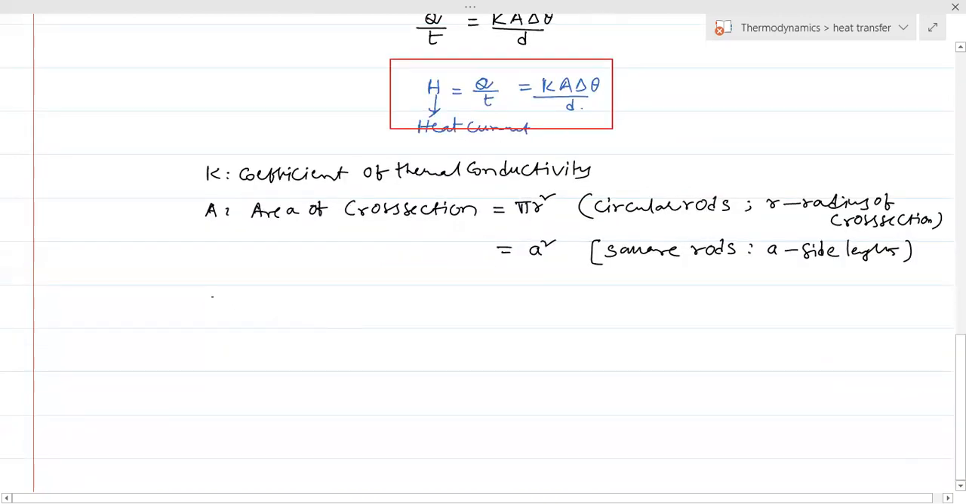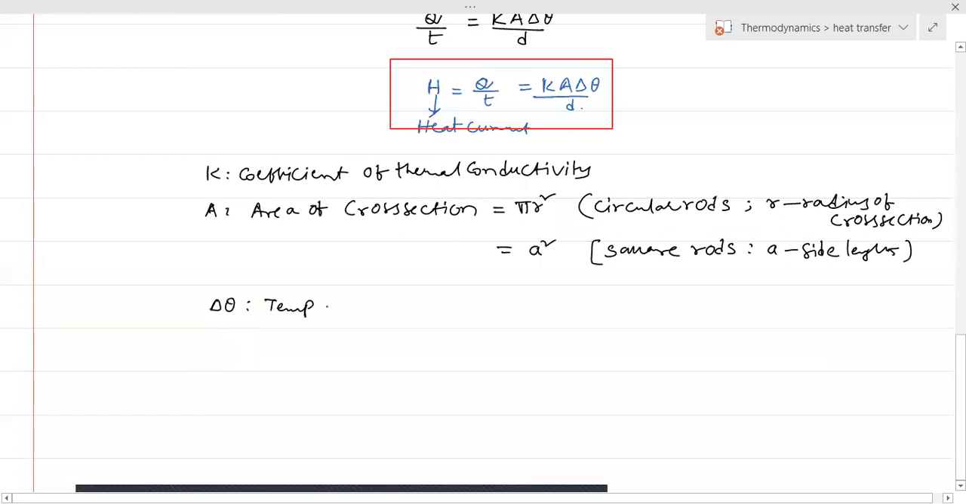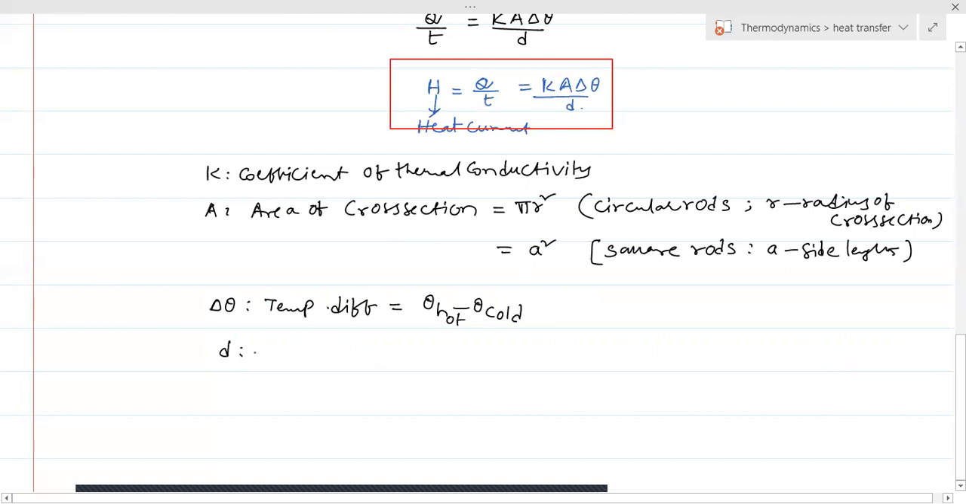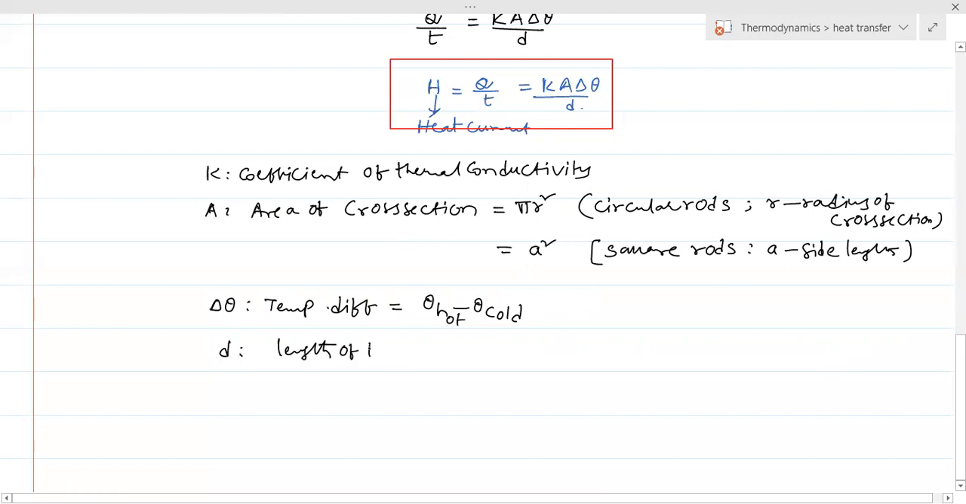Delta theta is the temperature difference, or it can be called theta hot minus theta cold. And d means the length of the rod.